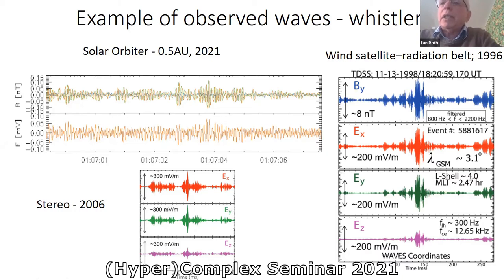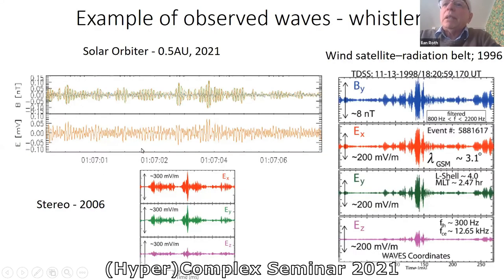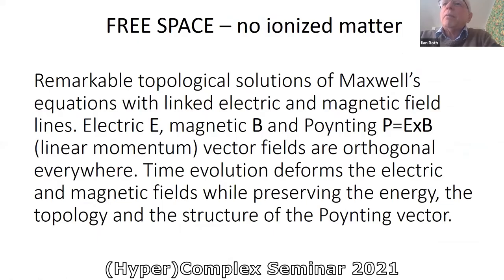And then just a few years ago, I encountered the question, what is there essentially? The major assumption is this variable separation mathematically, but then the question is, I would like to describe first, for the beginning, the remarkable solution of Maxwell equations, where electric and magnetic fields and Poynting flux are behaving in a very unique way. And then what does it mean for the future?